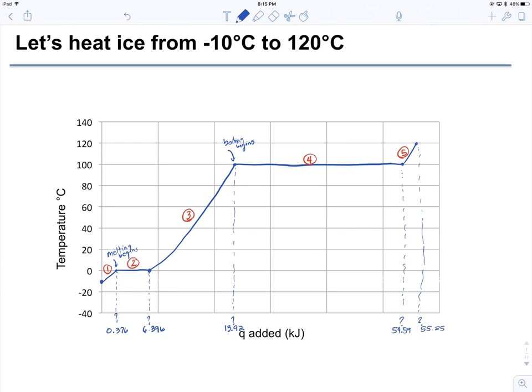kilojoules. Okay, so I hope that kind of makes clear how we calculate the energy required to warm and or undergo phase changes for each segment of my heating curve.